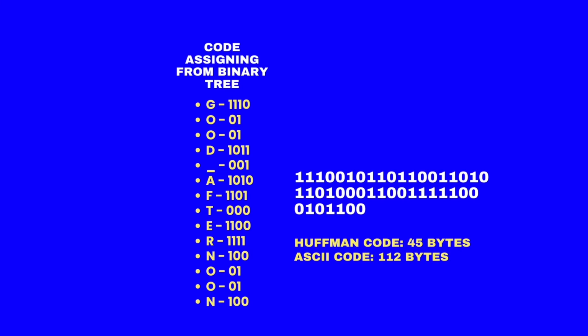As we count the number of bytes formed by Huffman code, 45 bytes, and compare it with the ASCII code with 112 bytes, we can see that indeed we compressed the given example using Huffman code.